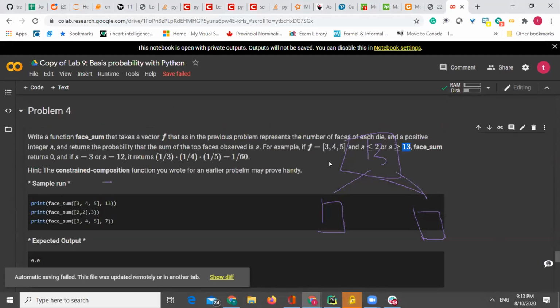So if the value is 13, then I need to find what makes up the value of 13, right? Yes, you should find these possible values.